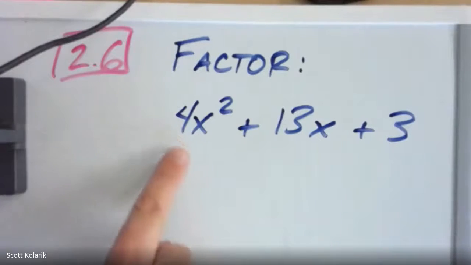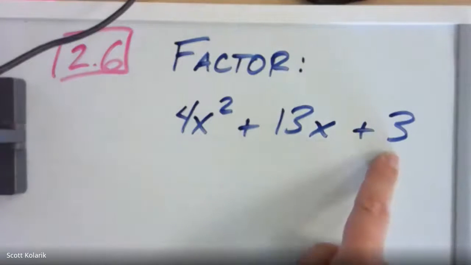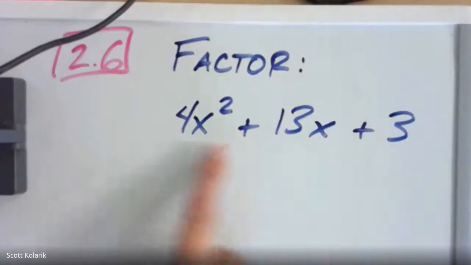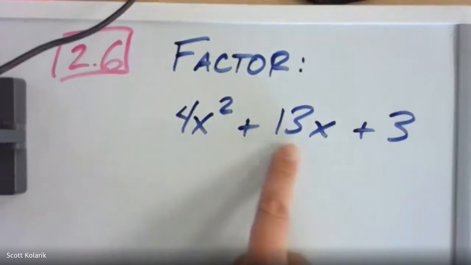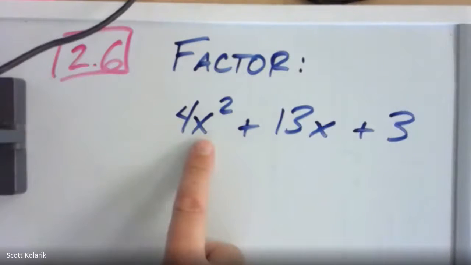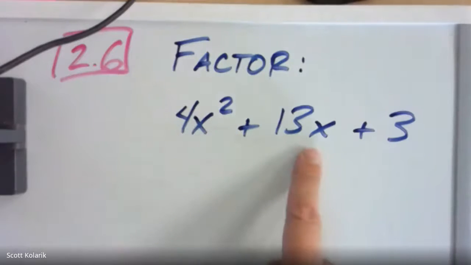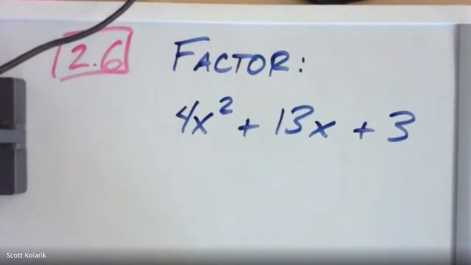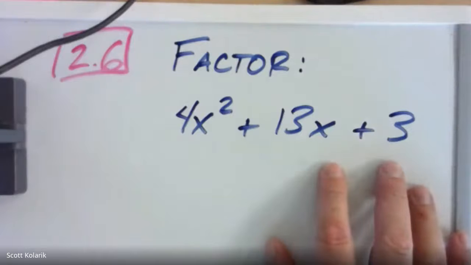Step number 1, always check if there's something in common between each of your terms. I have 3 terms here. Looking at the numbers, 4, 13, and 3, there's nothing in common. The only thing in common would be 1, and that's not worth factoring out. From the variables perspective, x squared, x, this one doesn't have an x, so there's no variable in common either. In other words, I'm stuck with this for the time being.